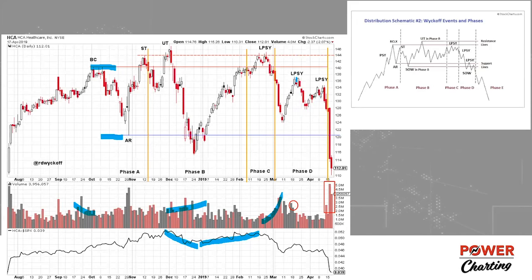We'll compare this rally to this rally. This rally is even poorer quality. The volume is even drying up further, which means that there's really an absence of good demand to drive prices up. And then look what happens next. These two LPSYs represent excellent areas for us to sell stock.